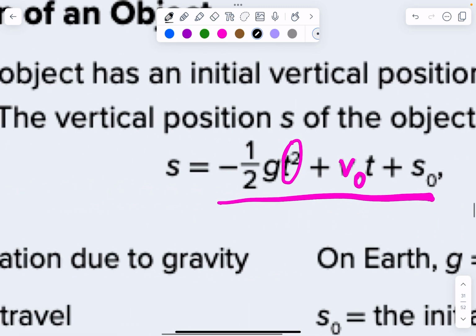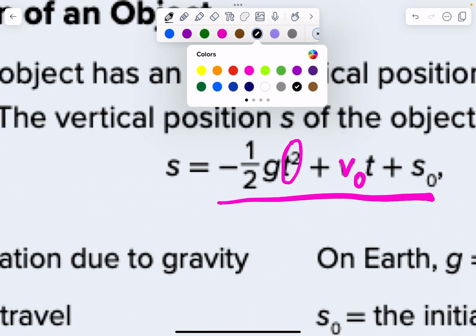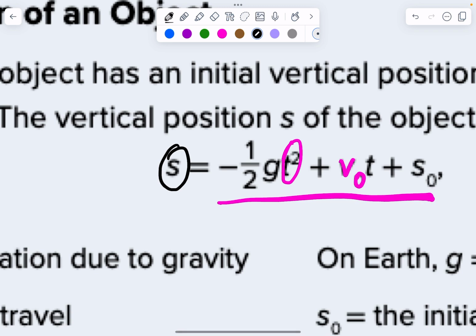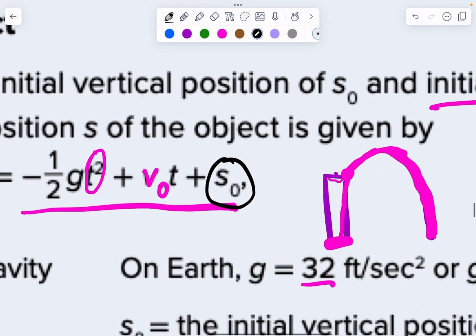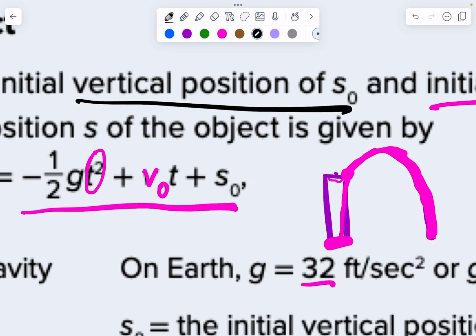And s is the position, okay? So like the height of the rock as it falls. And then s naught is the initial height that we're starting at. So if we're starting from ground level, that would be 0. If we're starting from 100 feet in the air, that would be 100, right? That's what your vertical position is, what it says there.